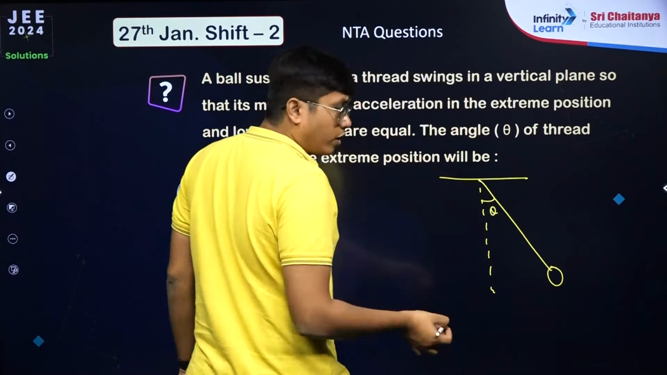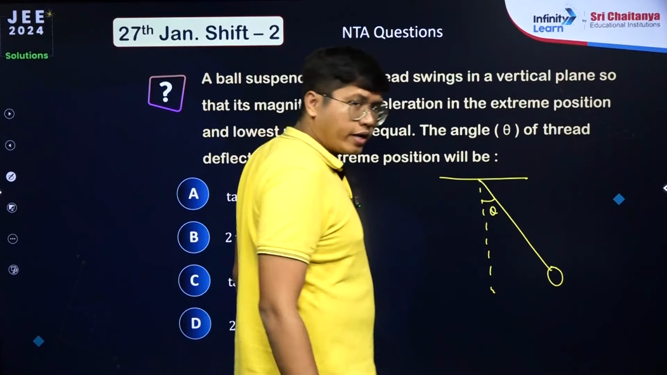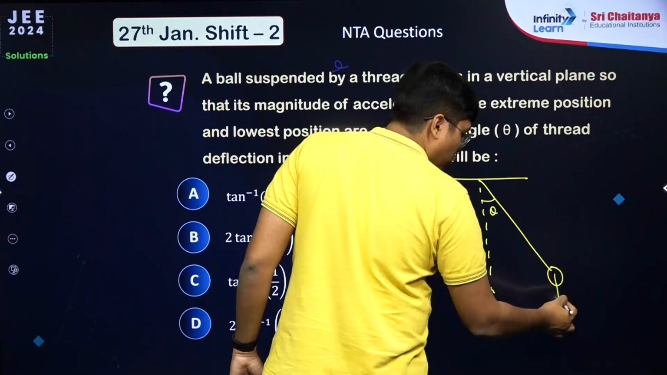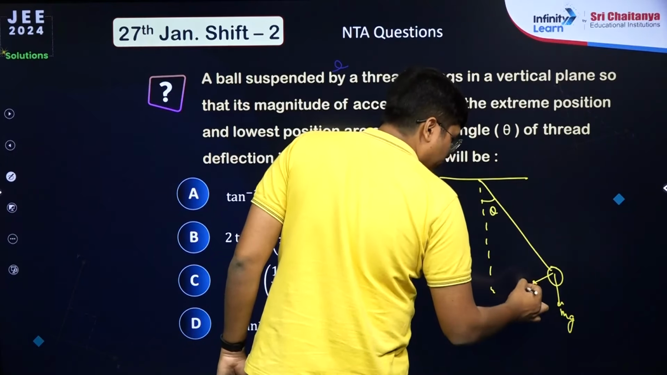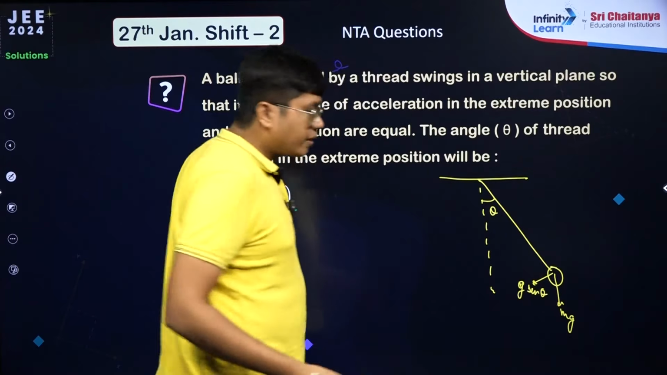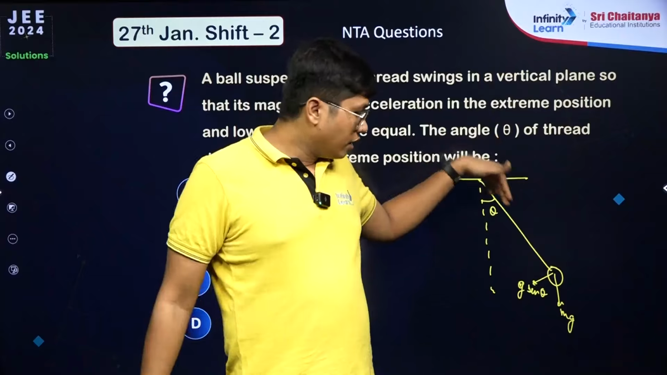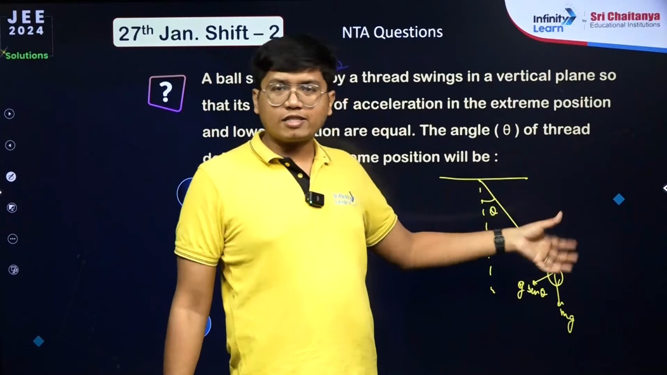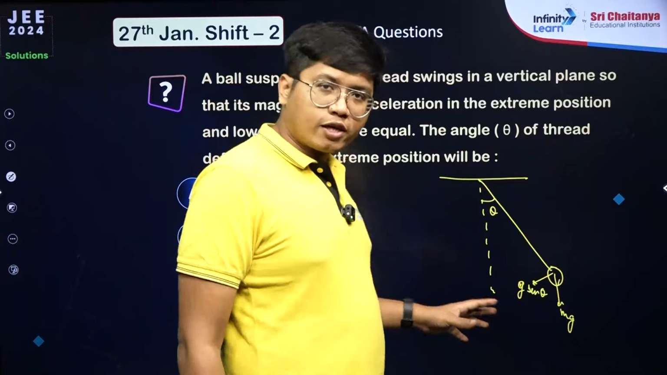So the restoring acceleration, the acceleration it feels at the extreme point, is not just going to be the mg here. It is going to be in this direction. The force and correspondingly the acceleration is going to be g sine theta, because that is the acceleration pulling it back. The cos theta part is just balancing the tension, so we don't really require that.